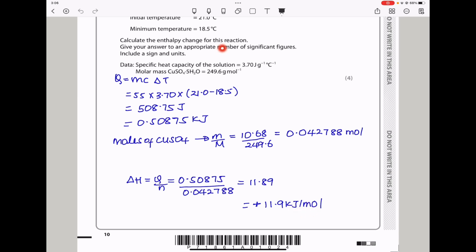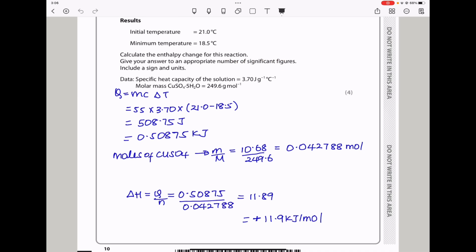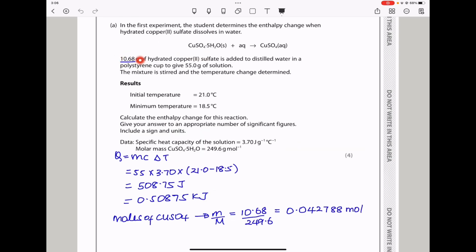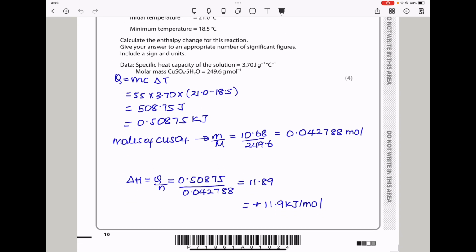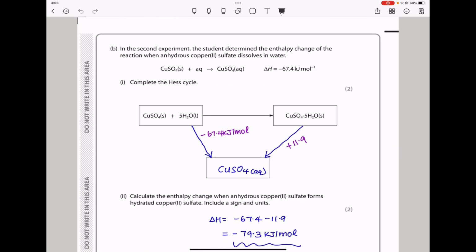Because here they said appropriate number of significant figures, I used 3 significant figures as given here. But here we can see there's a mass given in 4 significant figures. So if you had used 4 significant figures, they would accept that as well. Moving on. In part B, in a second experiment, the student determined the enthalpy change of reaction when anhydrous copper 2 sulfate dissolves in water. So this is the equation, and that is the enthalpy change. They want you to complete the Hess cycle.